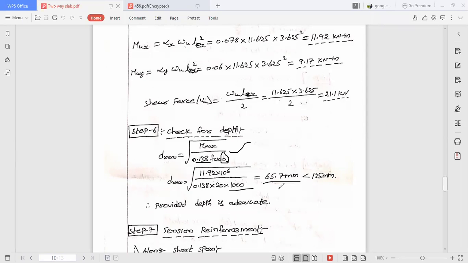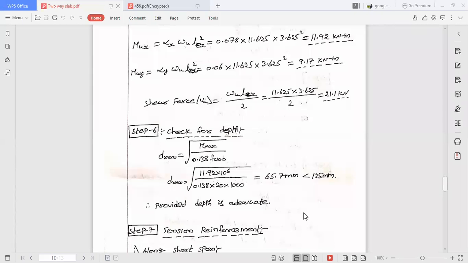What do you mean by this? To resist 11.92 moment, this slab requires a minimum of 65 mm thickness. If it is less than 65 mm, the slab will fail. But as we have provided 125 mm thick, it will be very safe. Okay, so hence the slab is safe. That is what you have to write: provided depth is adequate.